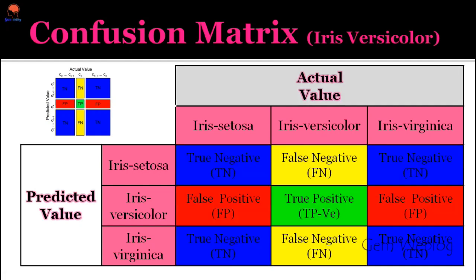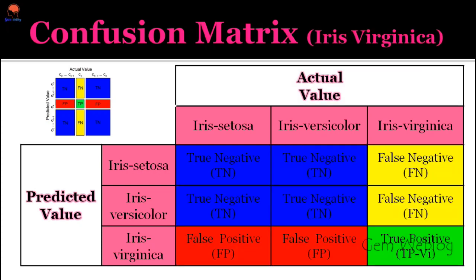Next we will see iris versicolor. If iris versicolor is classified as the same, then it is true positive. If versicolor is classified as some other class, it is false negative. If some other class has been classified as versicolor, then it is false positive. Other than this, it is considered true negative. Then we look into virginica. If virginica is classified as the same class, then it is true positive. If virginica is classified as some other class, it is false negative. If some other class is classified as virginica, it is false positive. Other than this, it is considered true negative.